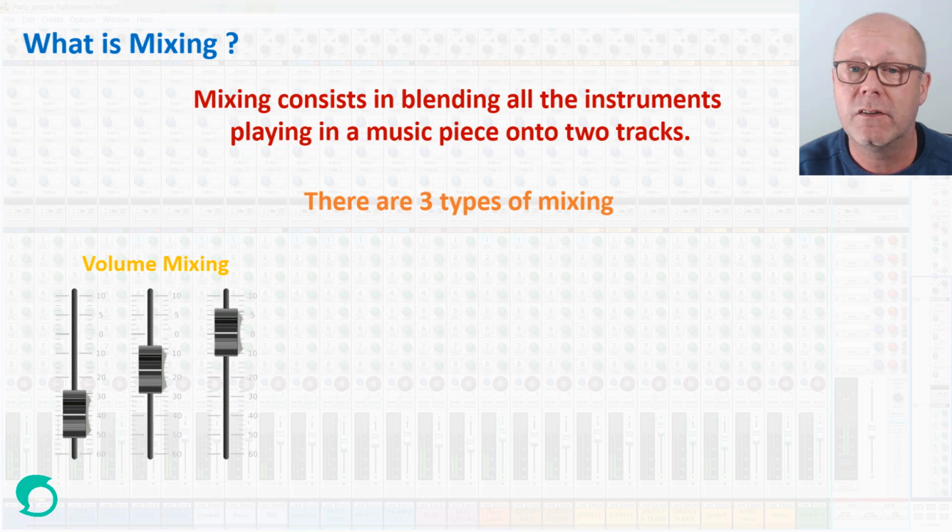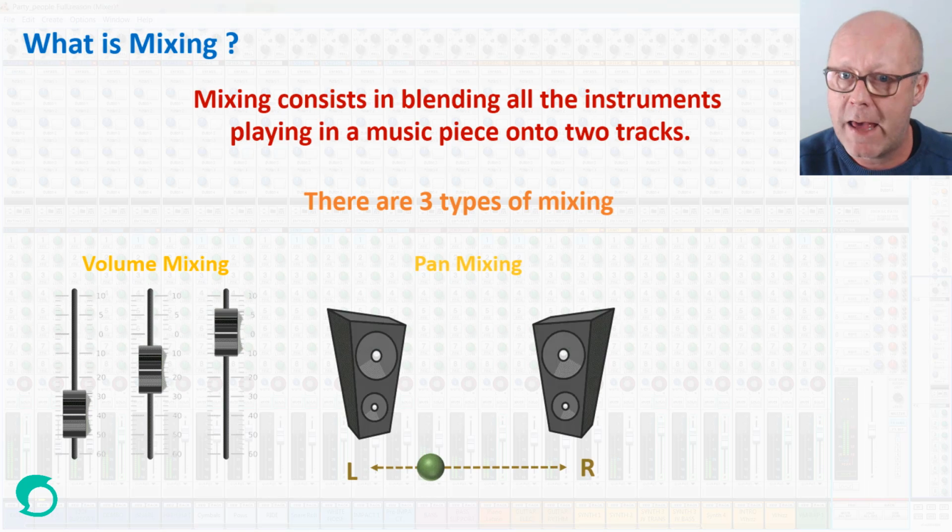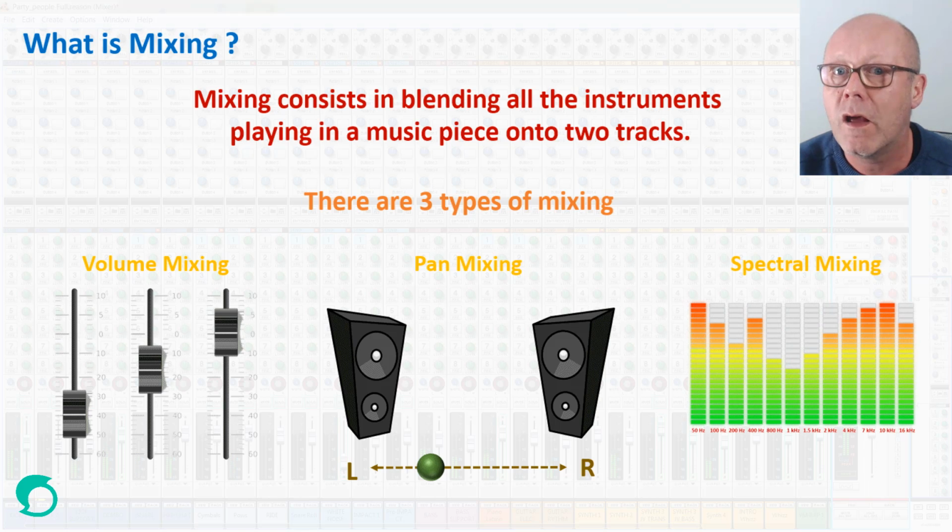The volume mix. In this phase, you define how loud each instrument is relative to each other. The pan mix. In the pan mix, you define where the instruments are located in the stereo space. And finally, in my eyes the most important and also the most difficult, the frequency mix, also called the spectral mix. In this phase, you make sure that each instrument has a dedicated frequency range.